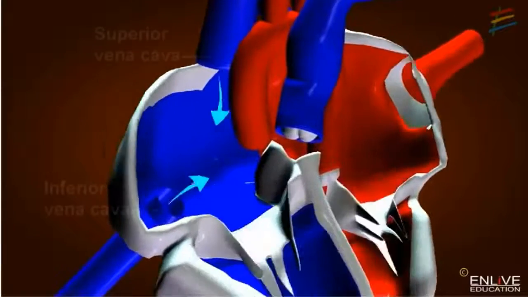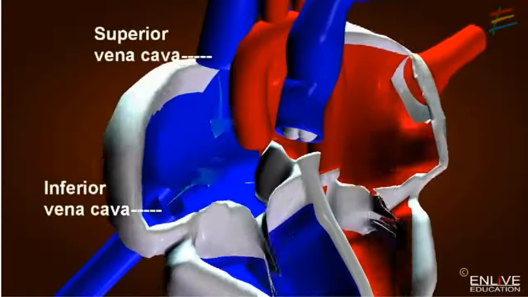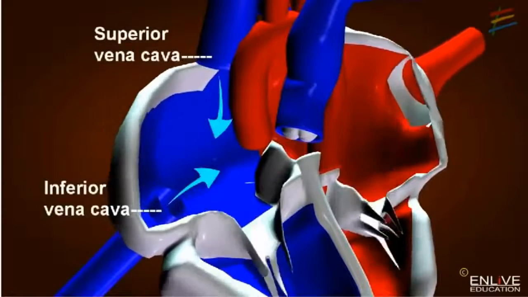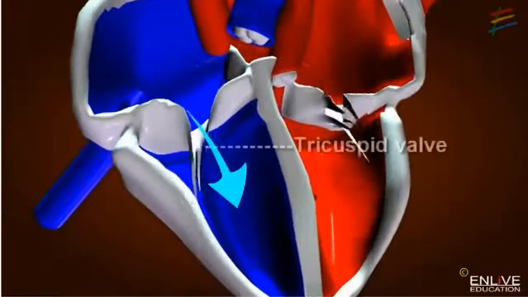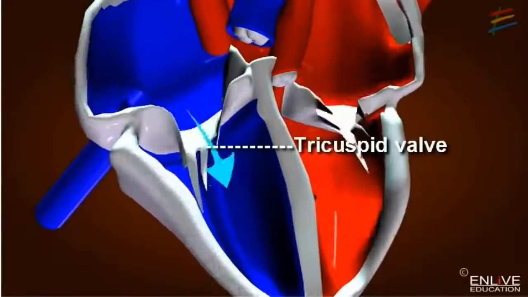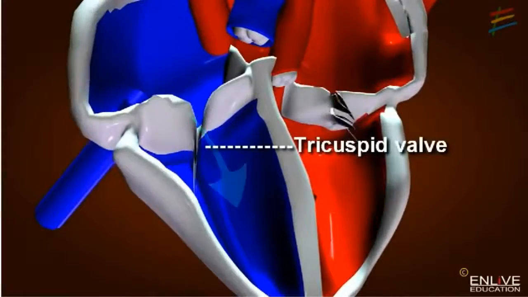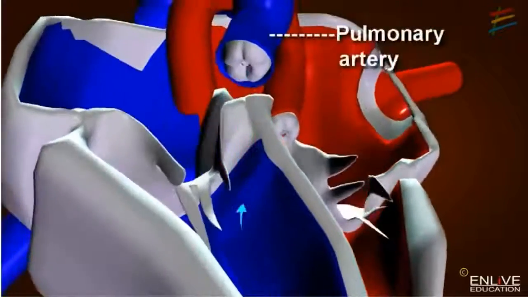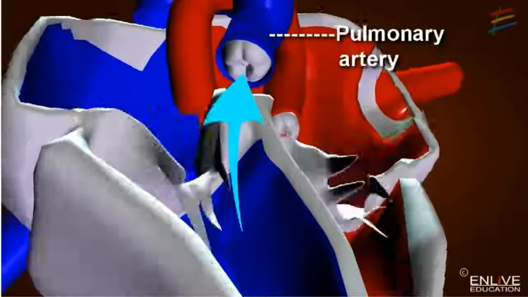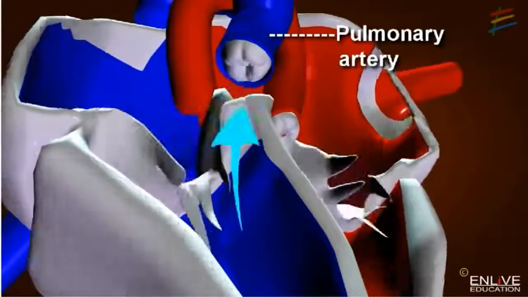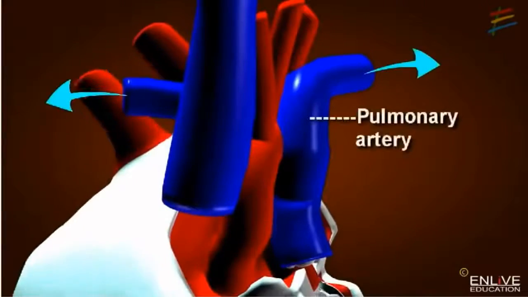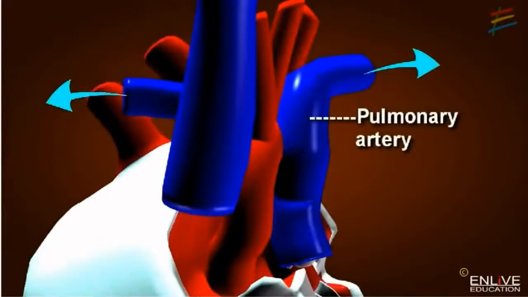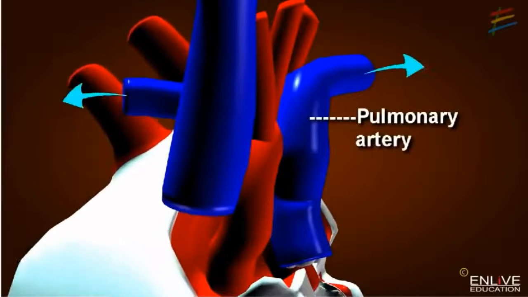Blood cells come from either the superior vena cava or the inferior vena cava and enter the right atrium. The blood then flows across the tricuspid valve to the right ventricle. The right ventricle then squeezes and ejects these blood cells into a vessel called the pulmonary artery. The pulmonary artery splits into two vessels, each going into the lungs.